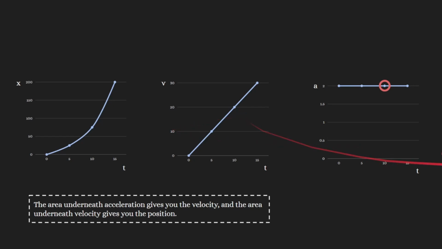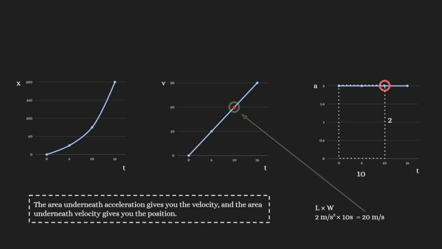I mean, we can see it here, but don't mind about that. This area would be length times width. So if we were to draw a rectangle, our length would be 2 and our width would be 10. Multiplying these together gives us an area of 20 meters per second. As you can see here at the 10-second mark, velocity is 20 meters per second.